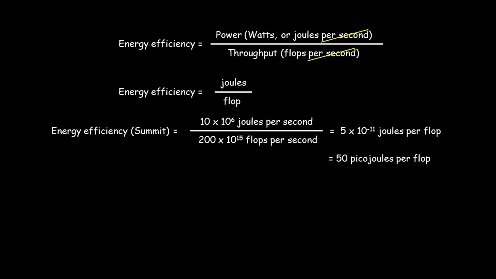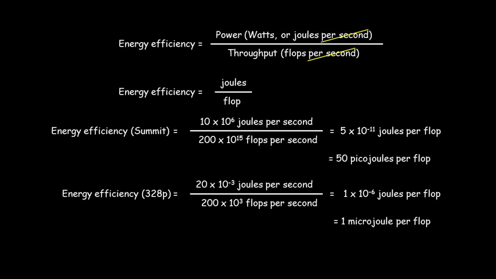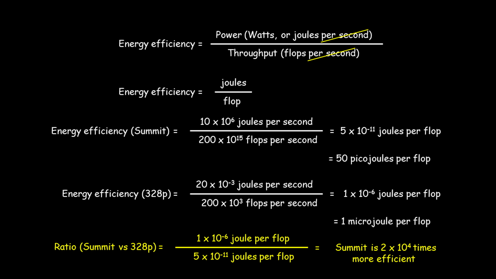Summit, when delivering 200 petaflops per second at 10 megawatts, is only expending 50 picojoules per operation. The ATmega 328P, on the other hand, when delivering 200 kiloflops per second at 10 milliwatts, is expending 1 microjoule per operation. Thus, Summit is 20,000 times more energy efficient than the 328P. Now, these are abstract concepts, though, but they translate into more tangible capabilities.